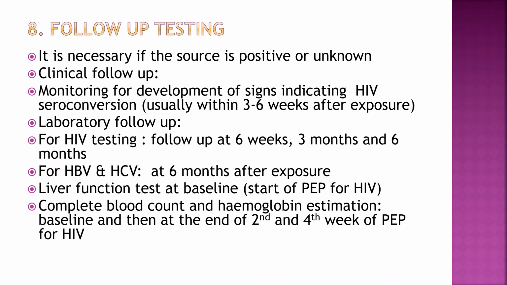Clinical follow-up, monitoring for development of signs indicating HIV seroconversion, usually within 3 to 6 weeks after the exposure. Laboratory follow-up for HIV testing, follow-up at 6 weeks, 3 months and 6 months. For HBV and HCV, 6 months after the exposure. Liver function test at baseline, start of PEP for HIV. Complete blood count and hemoglobin estimation at baseline should be done, then at the end of the second and fourth week of the PEP for HIV.